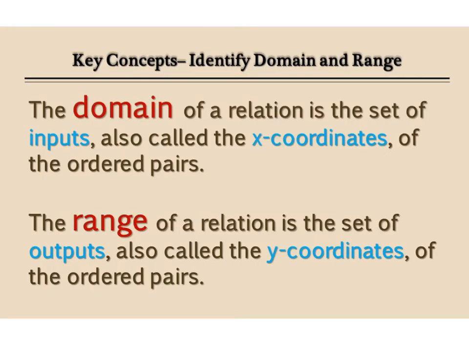Now this is probably one of the easier lessons that you're going to have. The domain of a relation is the set of inputs, which is the x-coordinates of the ordered pairs. The range of a relation is the set of outputs, or the y-coordinates of the ordered pairs. So if you're asked to give the domain, you just tell all the x-coordinates. If you're asked to give the range, you give the outputs or the y-coordinates. And that's all there is.